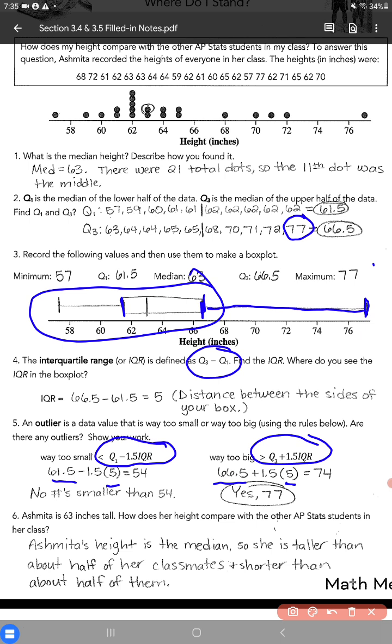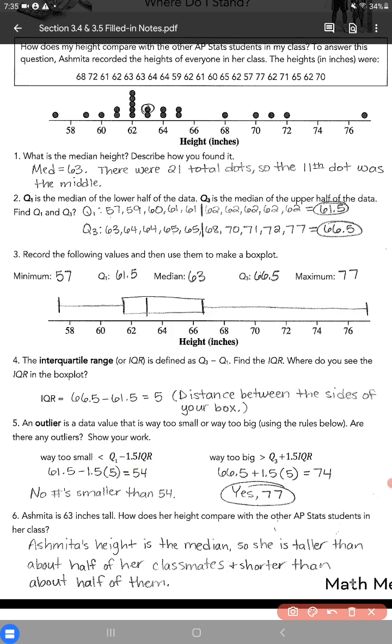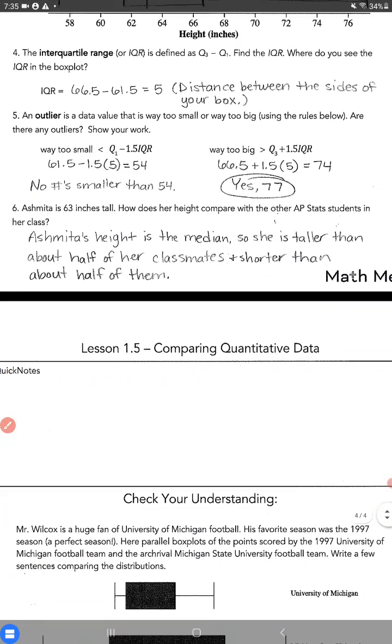So question number 6. Ashmita is 63 inches tall. How does her height compare with the other AP Stat students in her class? So here's what I notice. The number 63 is something that we already talked about in this data set. 63 was our median. So because Ashmita's height happens to fall right on the median, that means she is dead center in this class. She's taller than half the class, but she's also shorter than about half the class. Okay?